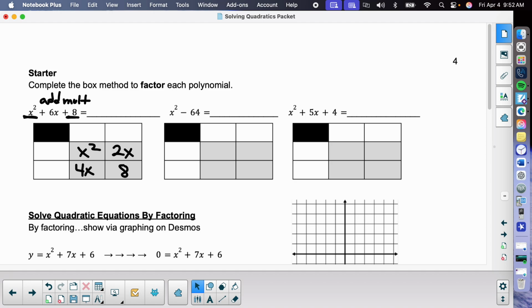And again, if you want to use the boxes, you are welcome to, you don't have to. As I look down, I'll just try to find what they have in common. So x squared, 4x, both have an x. 2x and 8, well, 2 goes into both. X squared and 2x, an x. 4x and 8, a 4. And so then I can write my factors, or my answer, as x plus 4, x plus 2.